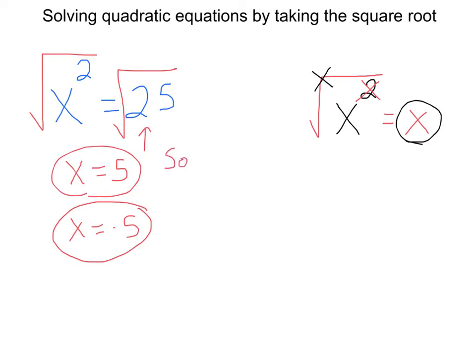Okay, in quadratic equations, solutions are the same thing as roots, which are the same as zeros. And so I could say 5 and negative 5 are my solutions, my roots, my zeros. I could also say they're my x-intercepts.